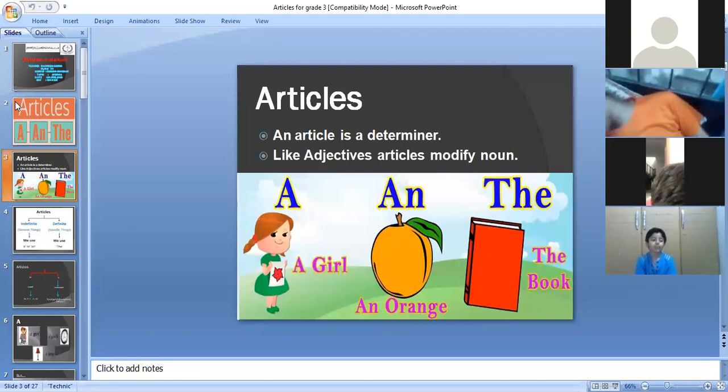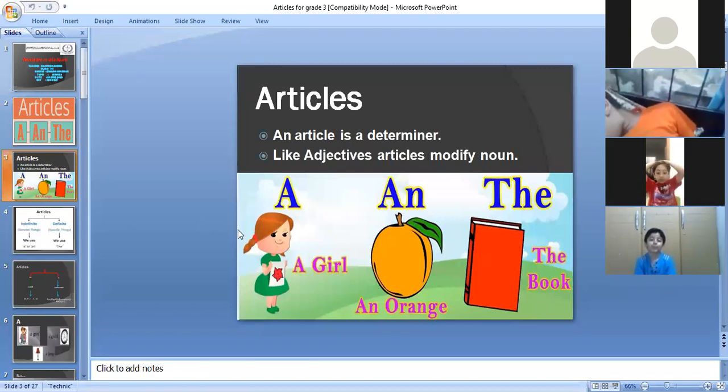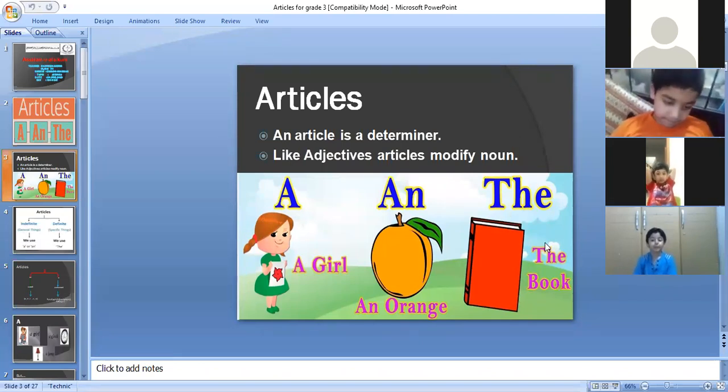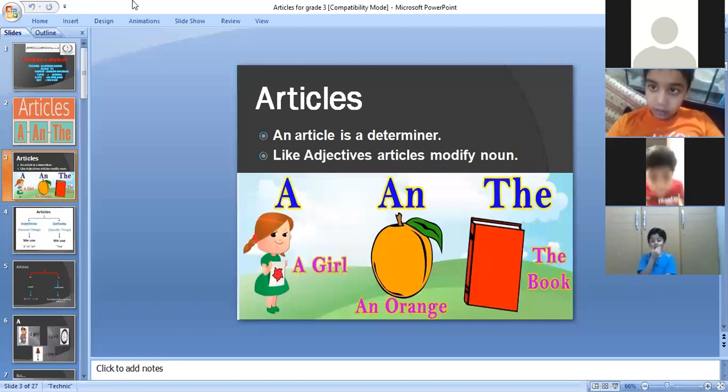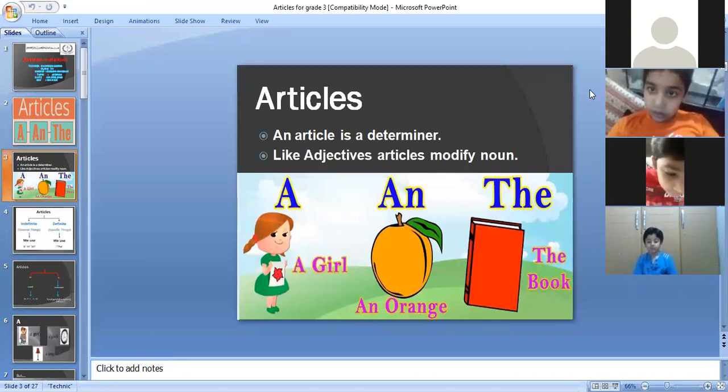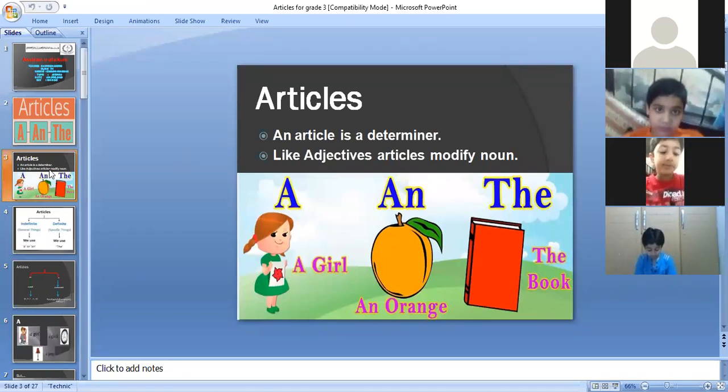Look at the example here. A girl, an orange, the book. So now we have used an article before girl, before orange, and before book. So now we will discuss each article in detail in our coming slide. Okay, moving to our next slide.